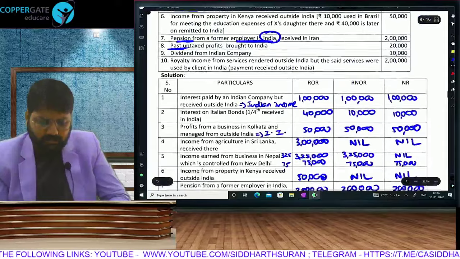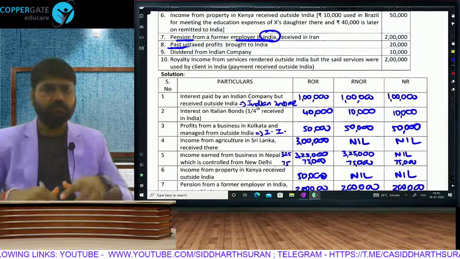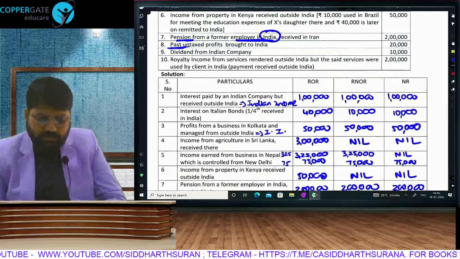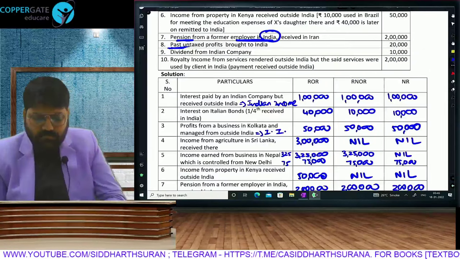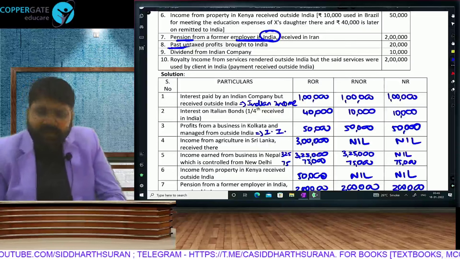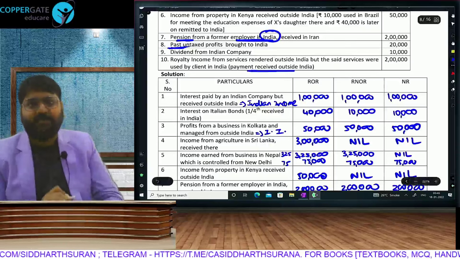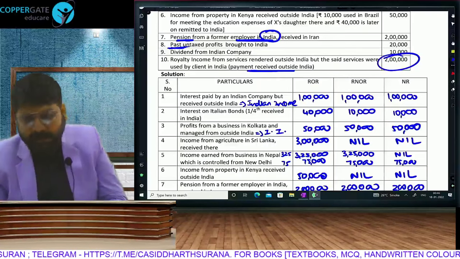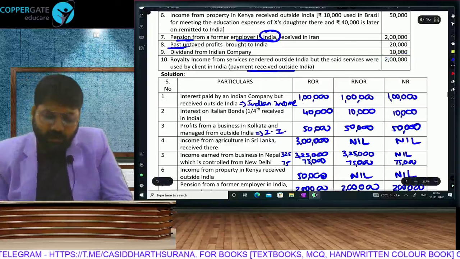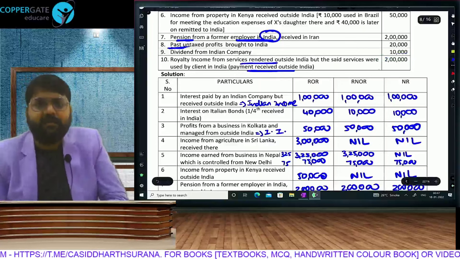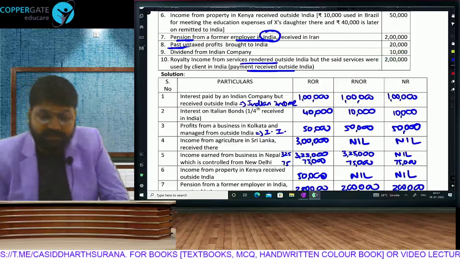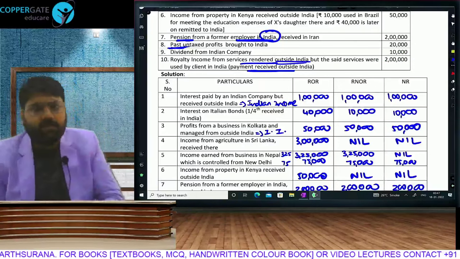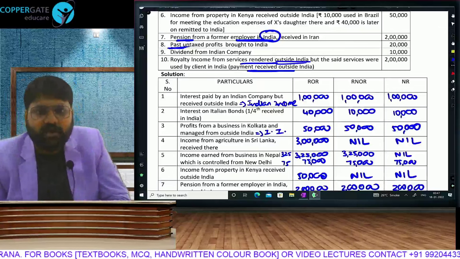And last. Royalty income from services rendered outside India, but the said services were used in India, payment received outside. As far as payment is concerned, payment is outside India. If payment was in India, we would have said 2 lakh is Indian income, taxable for everyone. Payment is outside India. Okay. Services also you rendered where? Outside India. Indian income or foreign income? Foreign income.